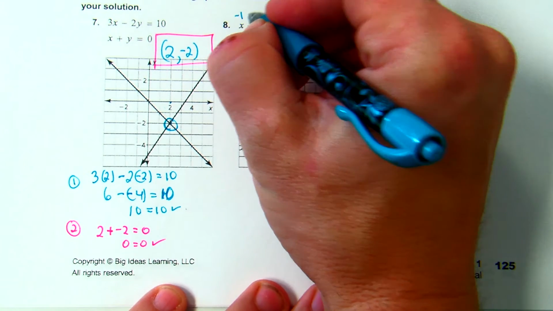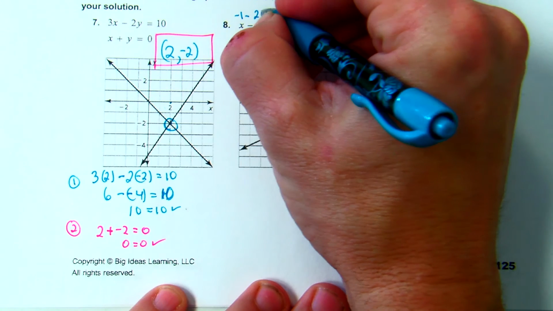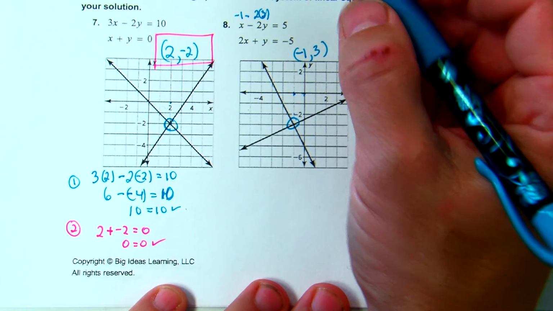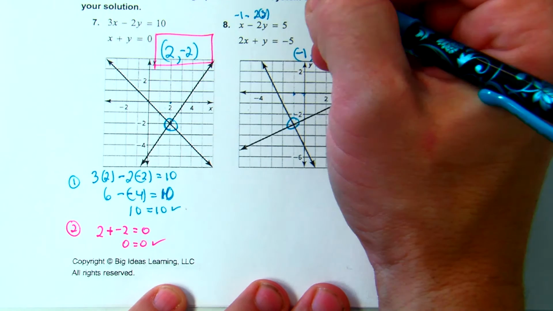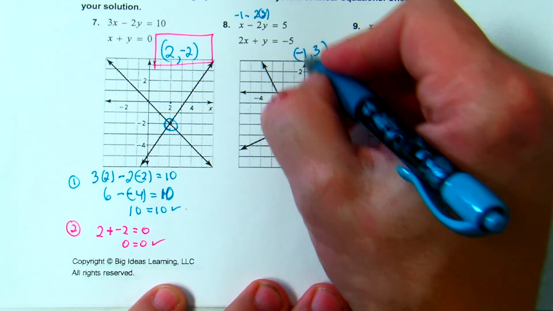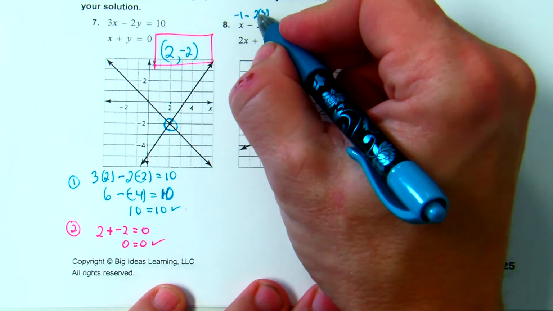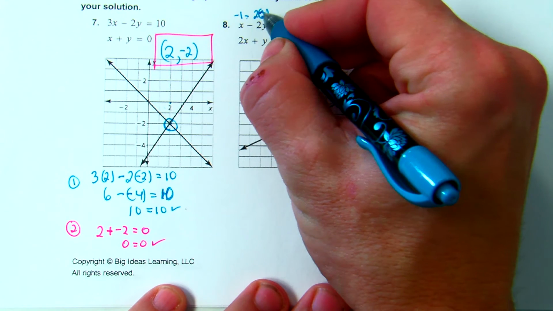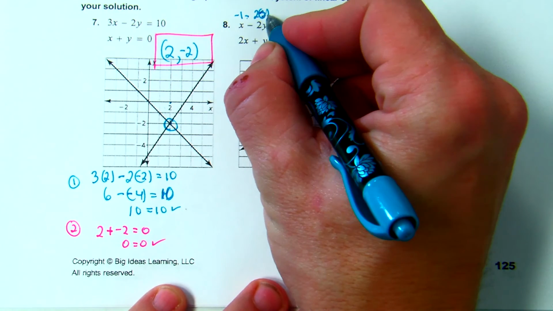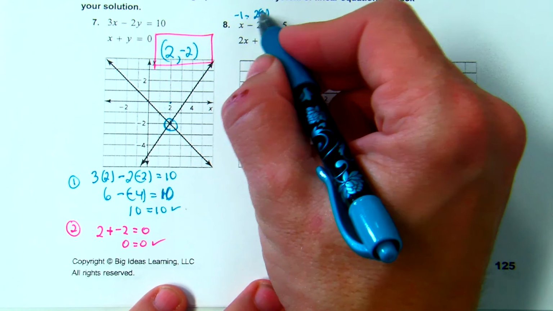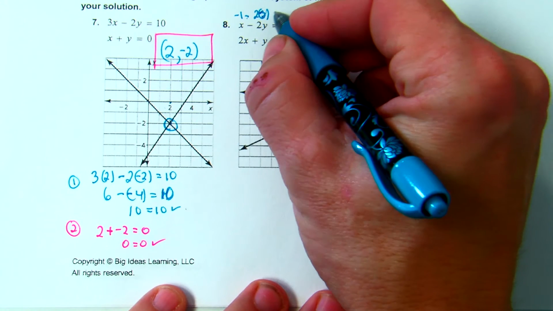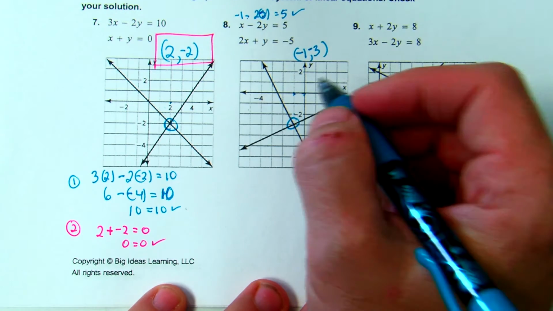Alright, so let's look up here and let's try this. -1 minus 2 times 3. Well, 2 times 3 is 6, and -1, I'm sorry, it's supposed to be -3. Yeah, -3. -1 and -3. So this is going to be -1 minus 2 times -3. 2 times -3 is -6, minus a negative, plus. So -1 plus 6 does equal 5. So that one checks out.